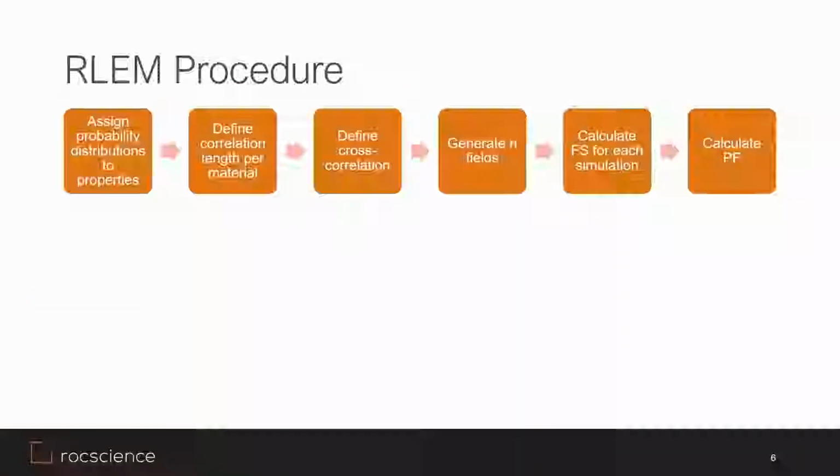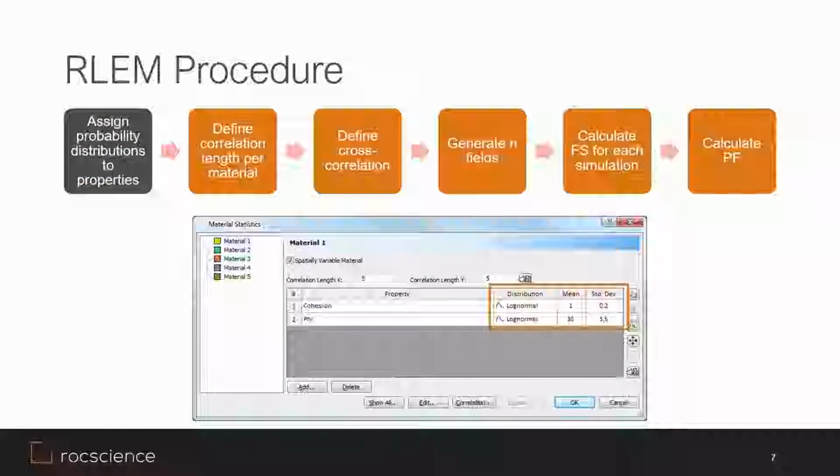Here is the procedure to carry out random limit equilibrium method in Slide 2 2018. First, we assign probability distribution to soil properties, and as you can see here, we have cohesion and friction angle with log normal distribution, mean and standard deviation defined.